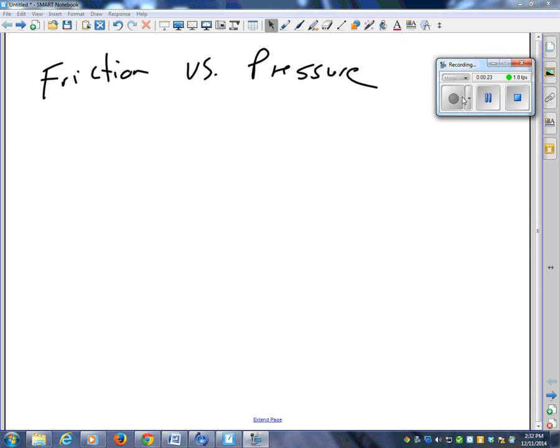Right? Always opposite motion. What if there is no motion? Good. No? Opposite to the direction that it would move if there was no friction, right?